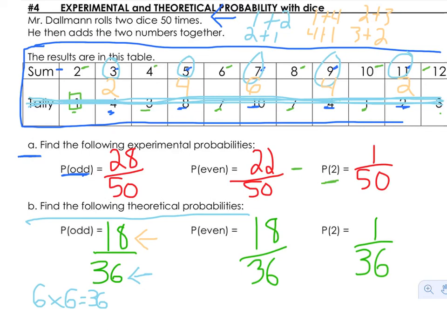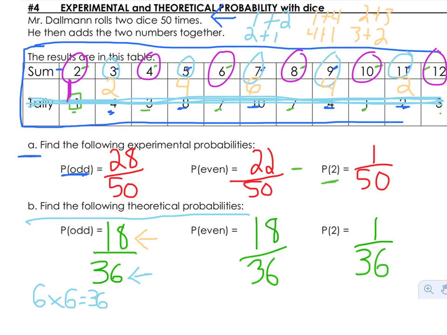Now I'm going to take a look at trying the evens. So I'm going to look for the numbers 2, 4, 6, 8, 10, and 12. How many ways can I make 2 when I roll 2 dice together and add them together? There's only one way to make the number 2 when I roll 2 dice and add them together. That's a 1 plus 1.